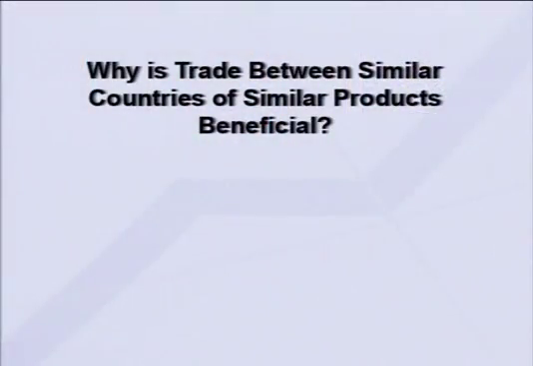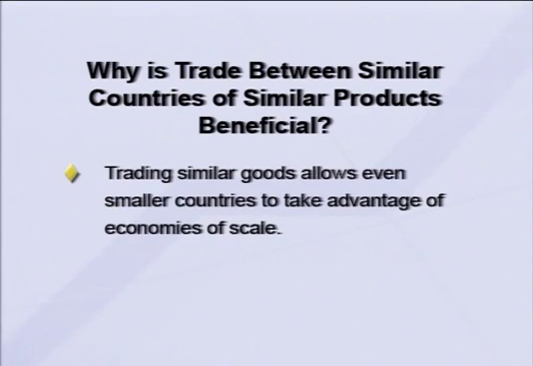And a lot of the study of international trade since the 1970s and 1980s has focused on this kind of similar trade in the same goods between similar countries, and tried to figure out why that might be beneficial. Let me give you some of the possible reasons. One possible reason: trading similar goods allows even smaller countries to take advantage of economies of scale. Imagine, for example, that you're in the United Kingdom, which is a relatively small economy by world standards.